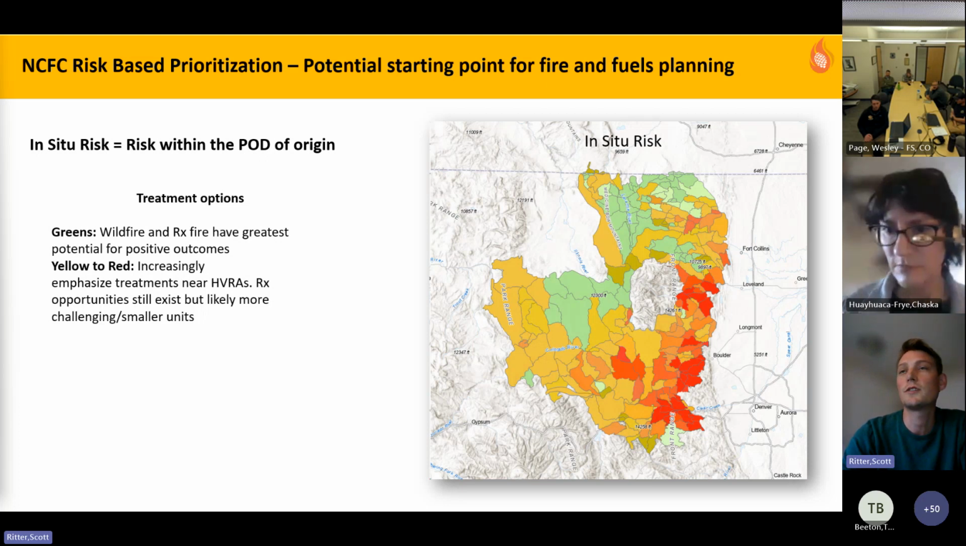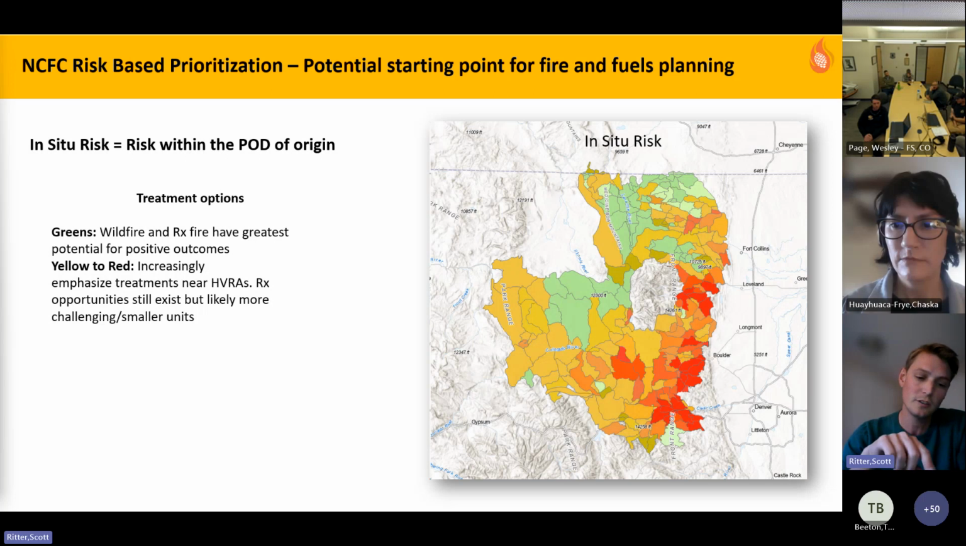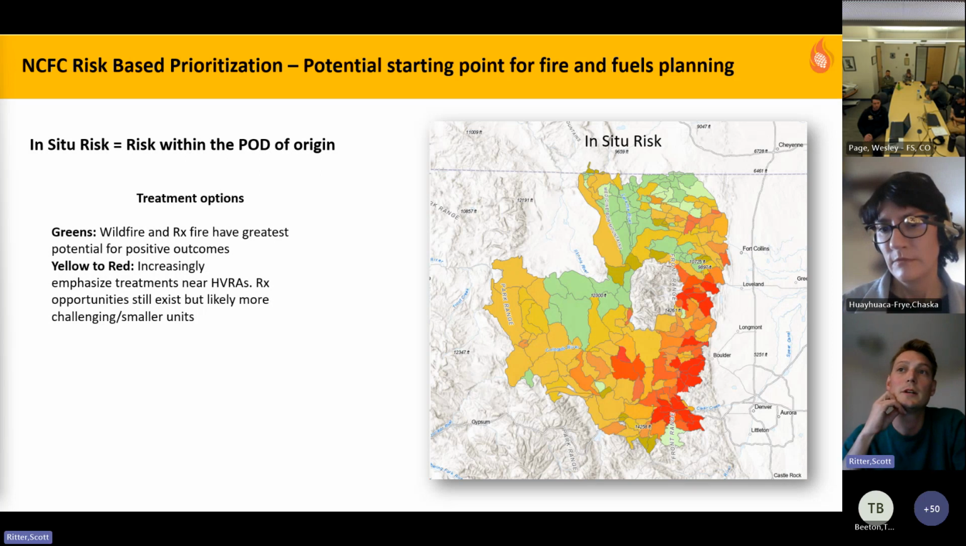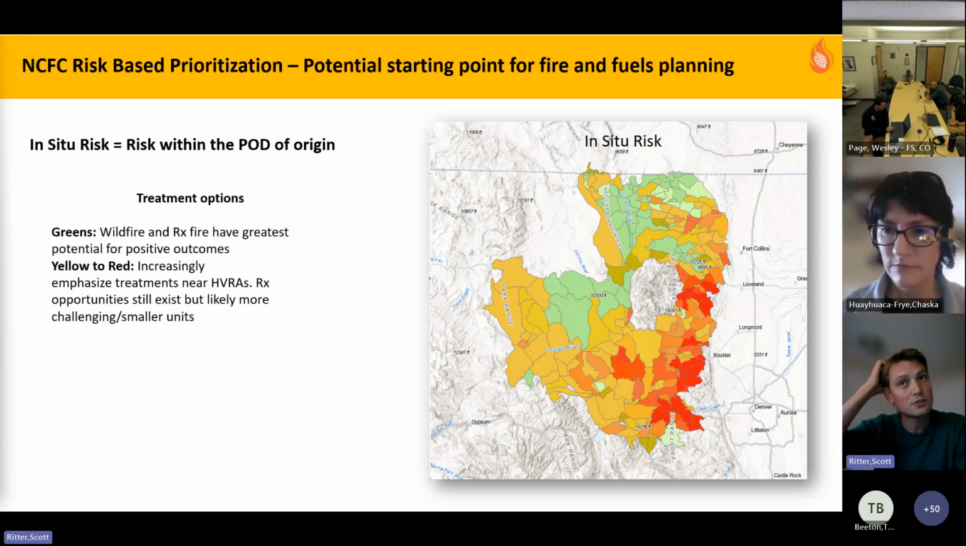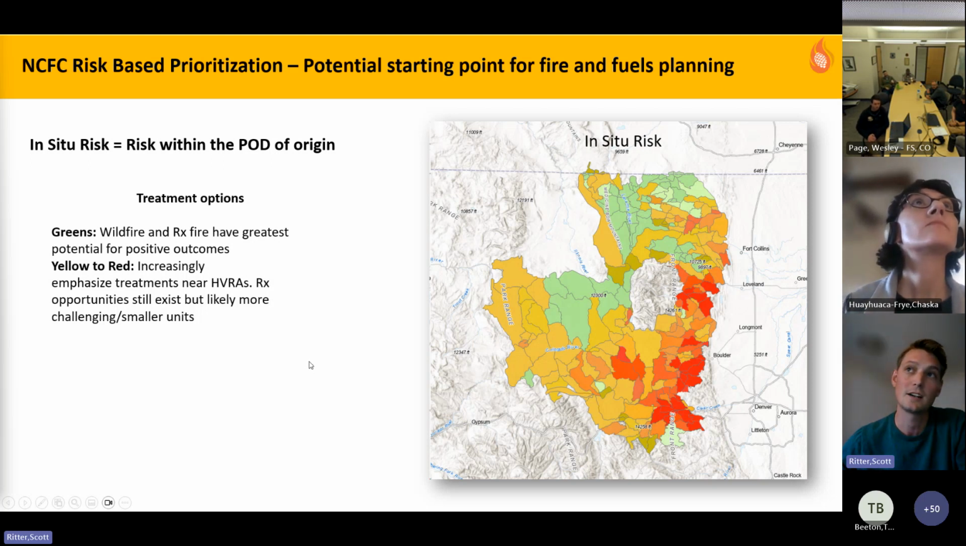So I alluded to these two different aspects of risk. One I'm calling in situ risk, and that is the risk within a particular pod. So if a fire starts in that pod, what is the potential risk just within that pod? When you do that and then you summarize that risk to the pods, you can produce a map like I have here on the right with more of my greens showing areas where we're expecting a beneficial or potentially just a neutral impact, on average, of fires starting in that pod, versus the yellows and reds where we have increasingly negative impacts.